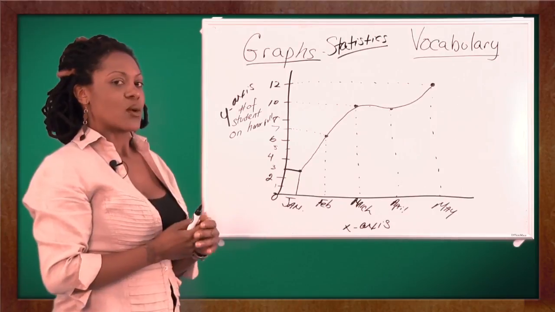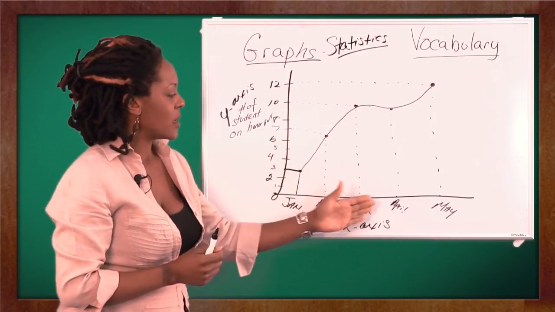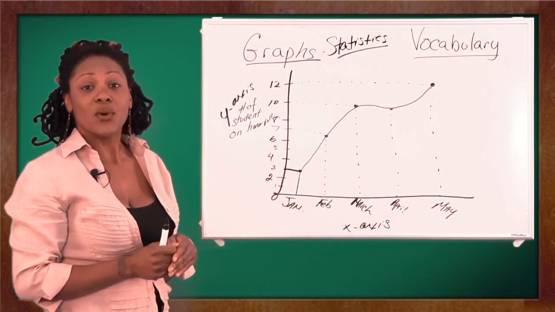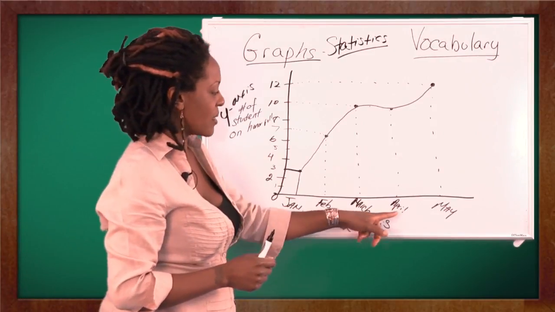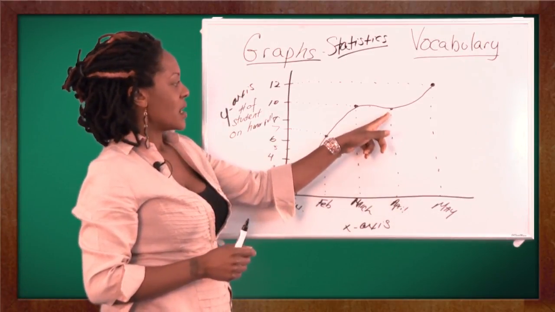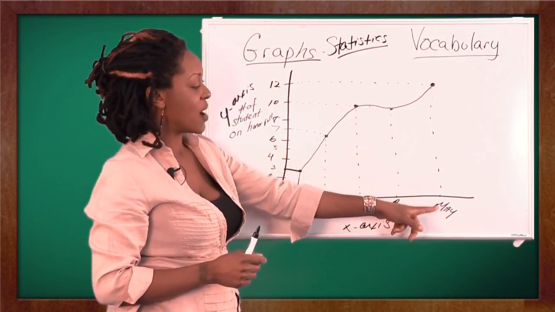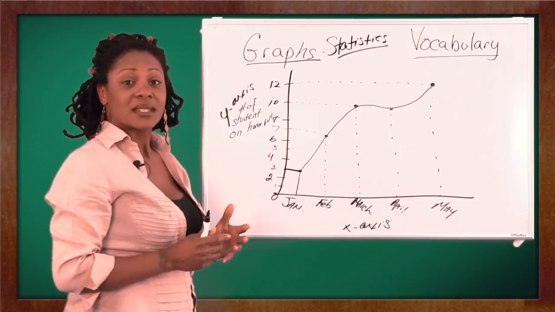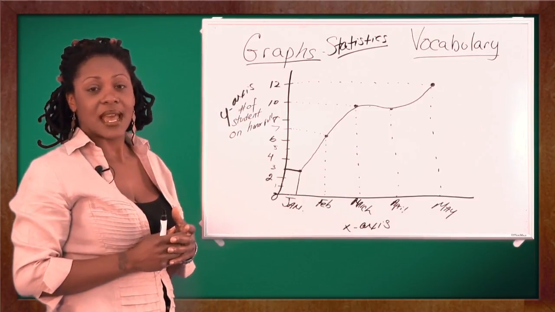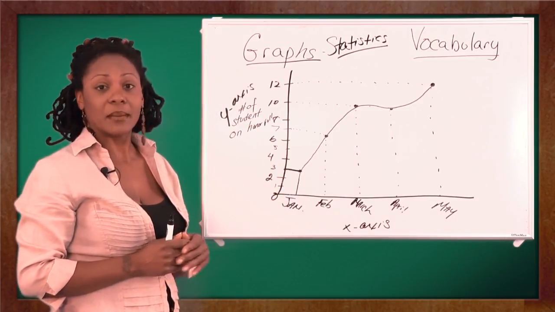So you may get a question that goes, well, between April and May, how many more students were added to honor roll? Well, you do the math. How many students were on in April? 10. How many students were on in May? 12. Well, we'd be able to say there were 2 students added to honor roll between April and May.